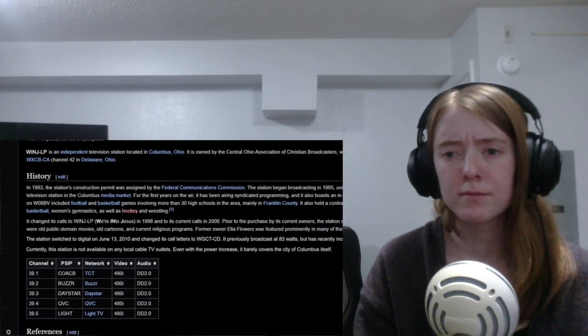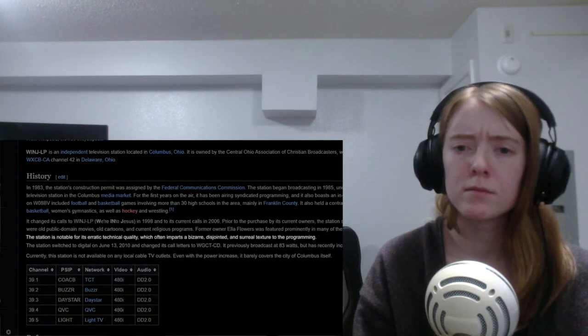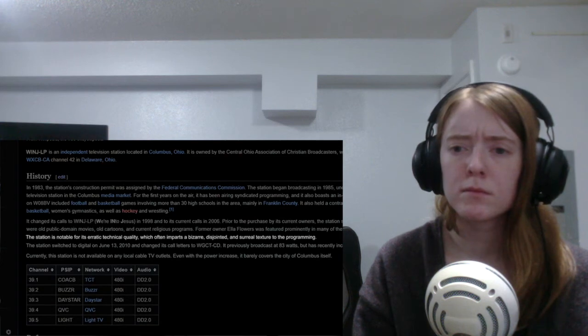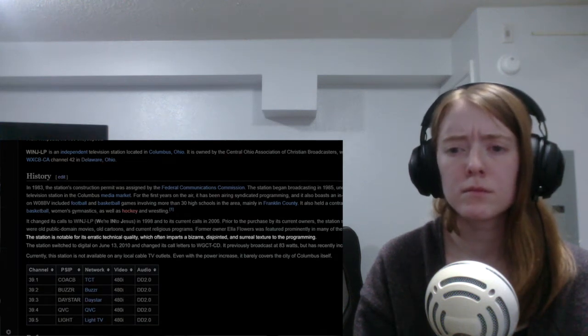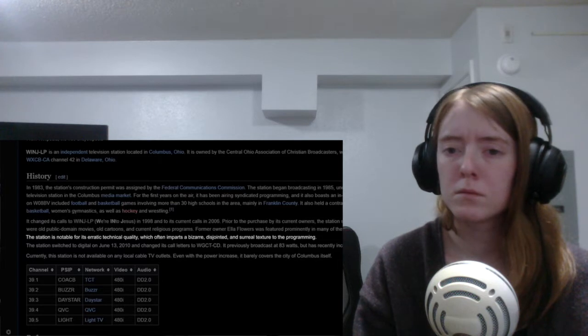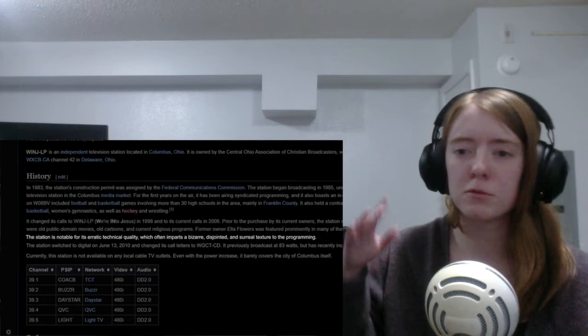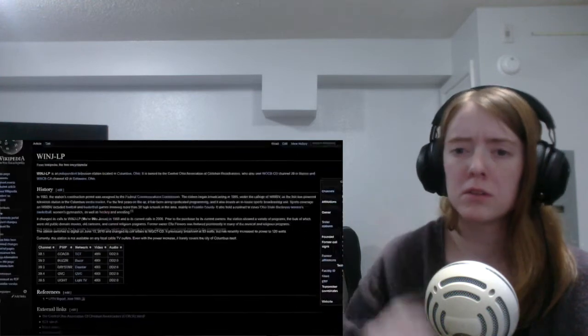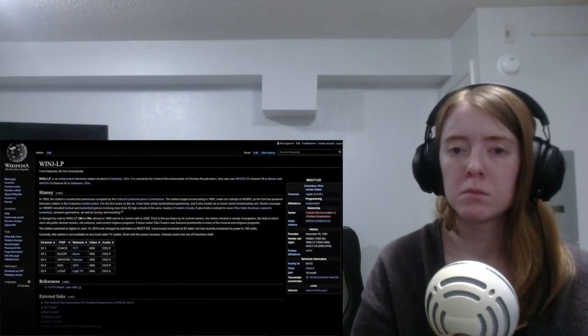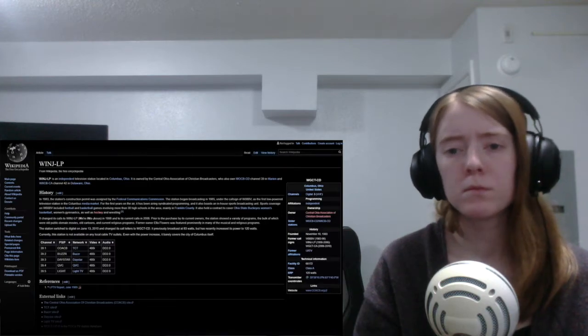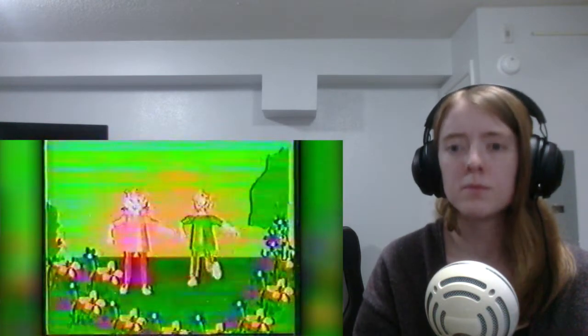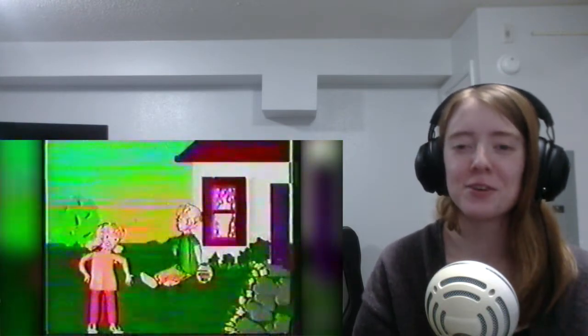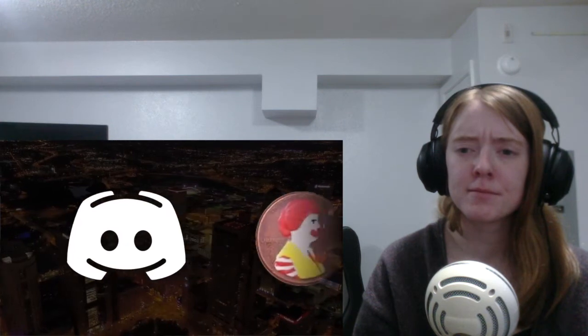What's interesting to know is that an old version of this article from 2005 says, "The station is notable for its erratic technical quality, which often imparts a bizarre, disjointed, and surreal texture to its programming." Which would explain kind of the filter on it. For whatever reason, maybe this line was removed in future revisions of the article, but it stood out to the search team nonetheless. Pink Morning Cartoon could definitely be described as bizarre, disjointed, and having erratic technical quality. Correct.